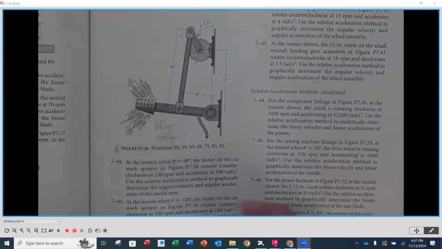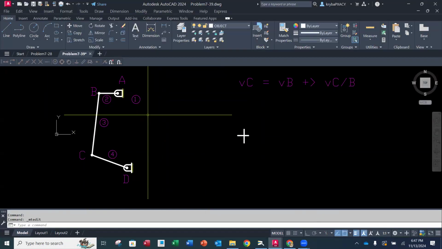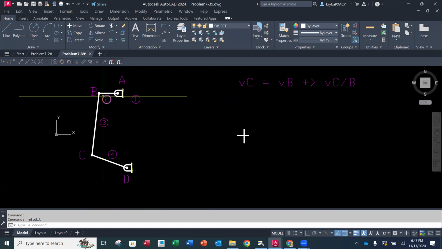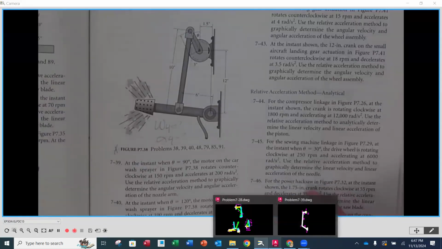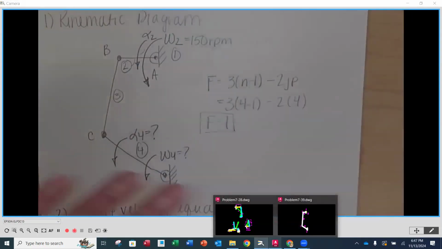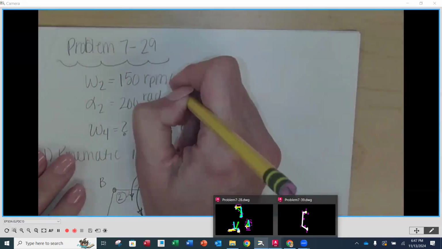So I drew our kinematic diagram in AutoCAD, so you had the chance to do that. This is what my kinematic diagram looks like with that crank at that 90-degree angle from vertical, okay? And then underneath our camera, I've got the process started, if you would. For this problem, we're given the angular velocity of that crank at 150 RPMs. And I'll put on here counterclockwise, okay?